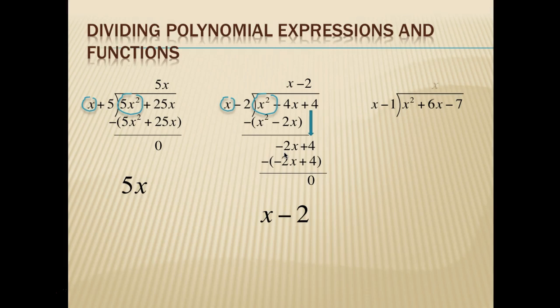The last one. Check your work. Make sure that you have the same information. And right here, notice, this is 6x minus negative x, which gives me a positive 7x. Bring down your negative 7. X goes into 7x 7 times. Subtract. And there's my answer, x plus 7.